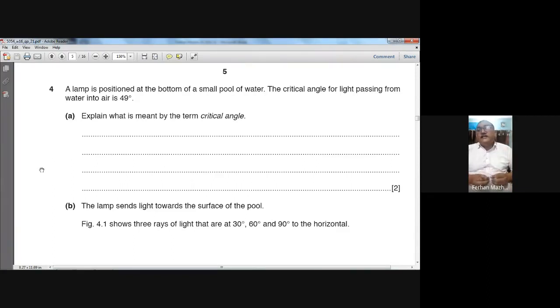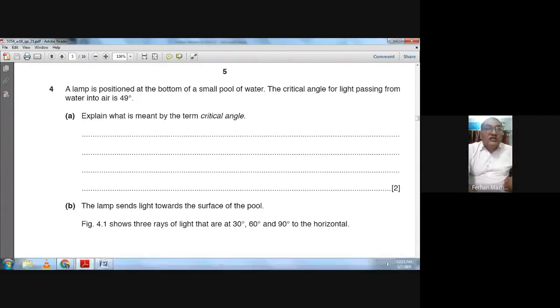Critical angle is when the light is traveling from an optically dense medium into an optically rare medium. The angle of incidence in the optically dense medium, whose corresponding angle of refraction in the optically rare medium is 90 degrees, is called the critical angle. This is a definition, you should remember it word for word. It's a 2 marks definition.